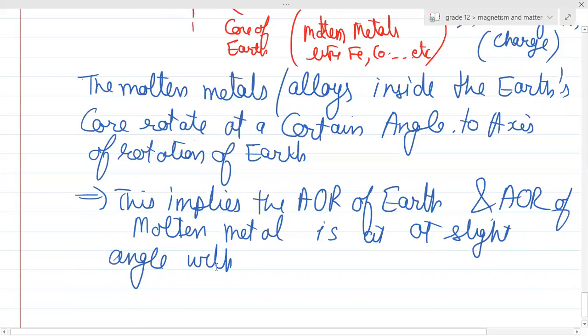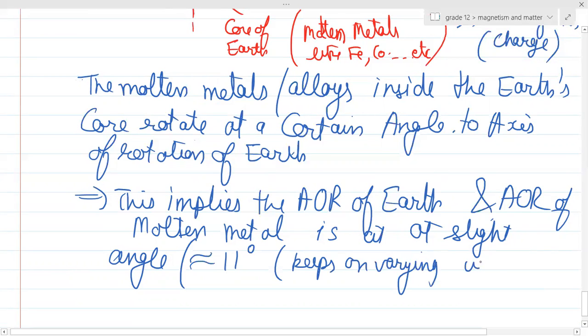So that angle is approximately 11 degrees. Please remember this angle keeps on varying with time. This angle is not constant. Sometimes it varies from 10 degrees to 13 degrees. So this angle keeps on varying from time to time. So the angle is approximately equal to 11 degrees.